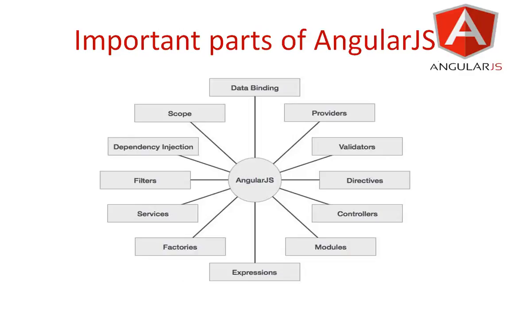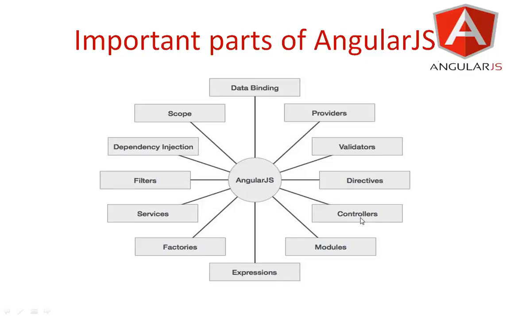This diagram depicts some important parts of AngularJS which we will discuss in detail in subsequent modules. The most important core features of AngularJS are, first, data binding. Data binding is the automatic synchronization of data between model and view components. Second is scope. These are objects that refer to the model. They act as a glue between controller and view.